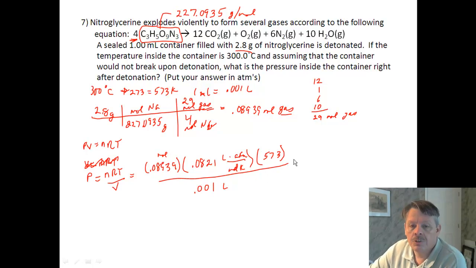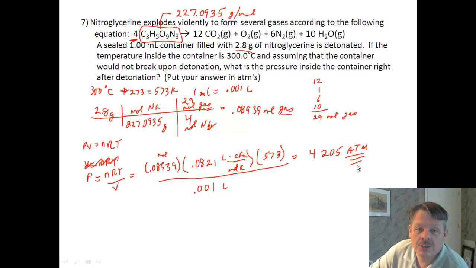All right, so we do that math, and we come up with a pressure of 4,205 atmospheres. Right? So folks, what that tells you is there's all of this pressure, 4,000 atmospheres of pressure, sitting inside this little container, which should be just blowing apart, and it's not. So, bottom line is it should be creating a huge volume, and it isn't. All right. So, needless to say, that little 1 milliliter sealed container is going to blow apart. Okay, it's not going to be able to withstand that pressure.